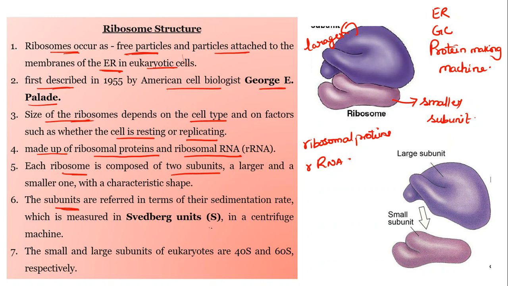And these subunits are named as S. If it is a eukaryotic ribosome, this is called the 60S subunit and this is called the 40S subunit. We say S because they are Svedberg units.